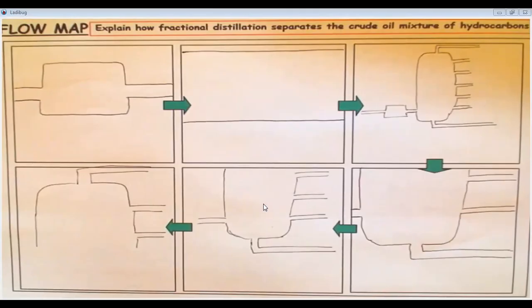Okay, so let's break down the industrial fractional distillation into 6 steps. So here I've got what we call the flow map. I've already started to draw some of my pictures, so you might want to pause the video now and reproduce my pictures before I start drawing over the top. So pause.